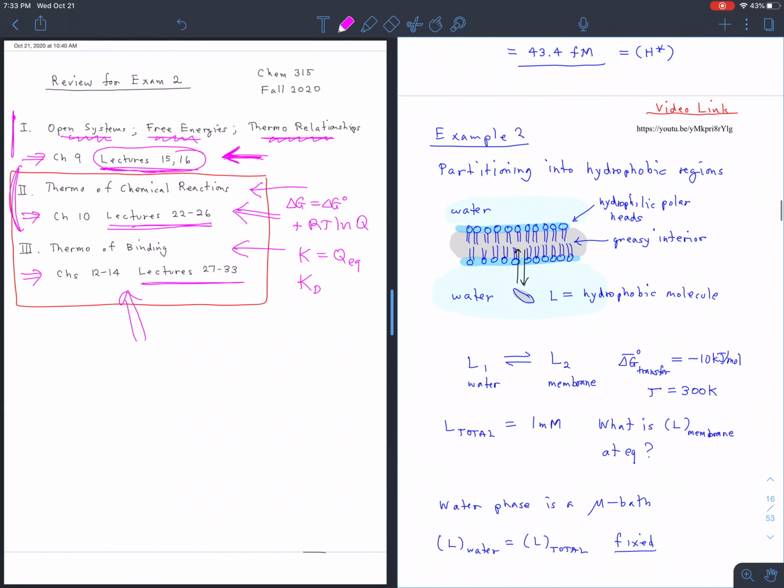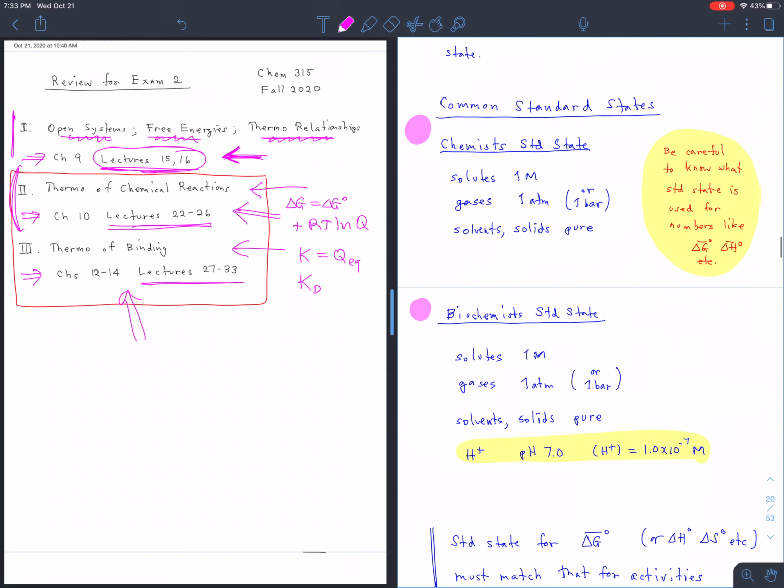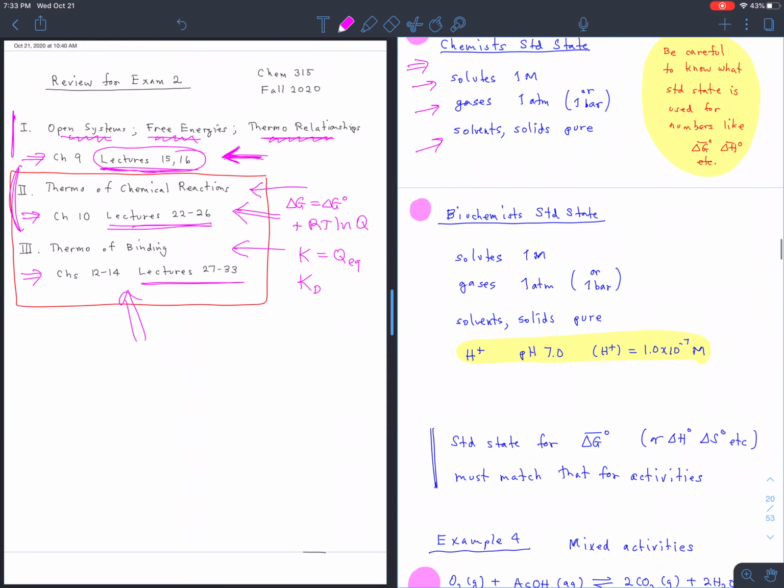Okay, what's next? Where is the next pink mark? All of these are examples. Yes, I marked this. I think that everybody's clear about this, but there's two common sets of standard states. The chemist standard state, where solutes are all at 1 molar, gases are all at 1 atmosphere, and all the solvents and solids are pure. And then there's a biochemist standard state, which is exactly the same, except that for H plus ions alone, an exception is made. In that case, the standard state is at pH 7, which is 10 to the minus 7 molar, very different than 1 molar, of course.